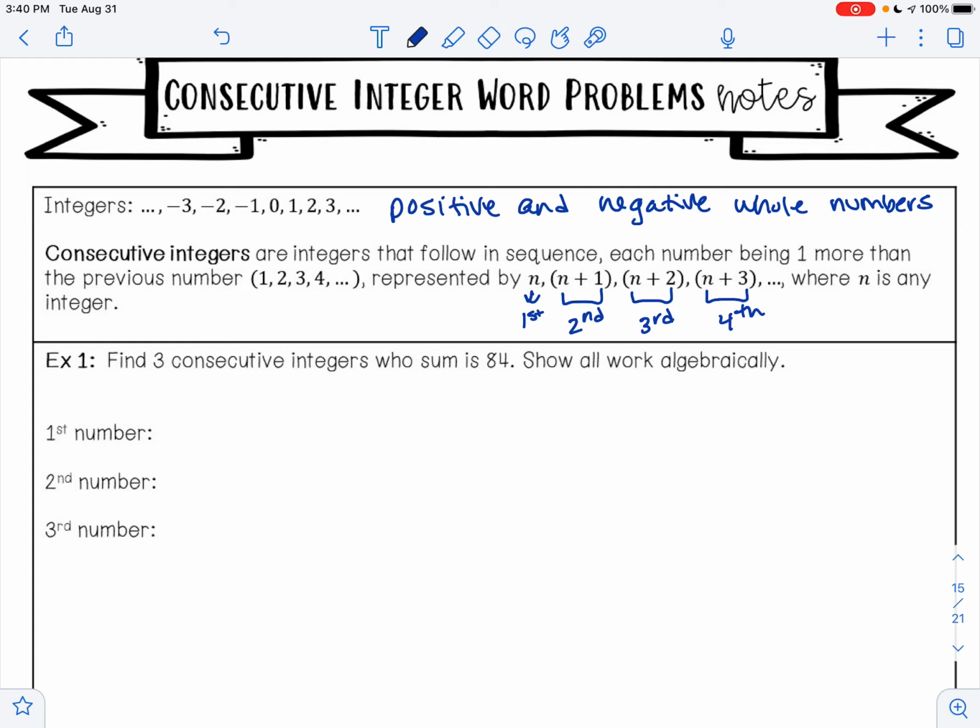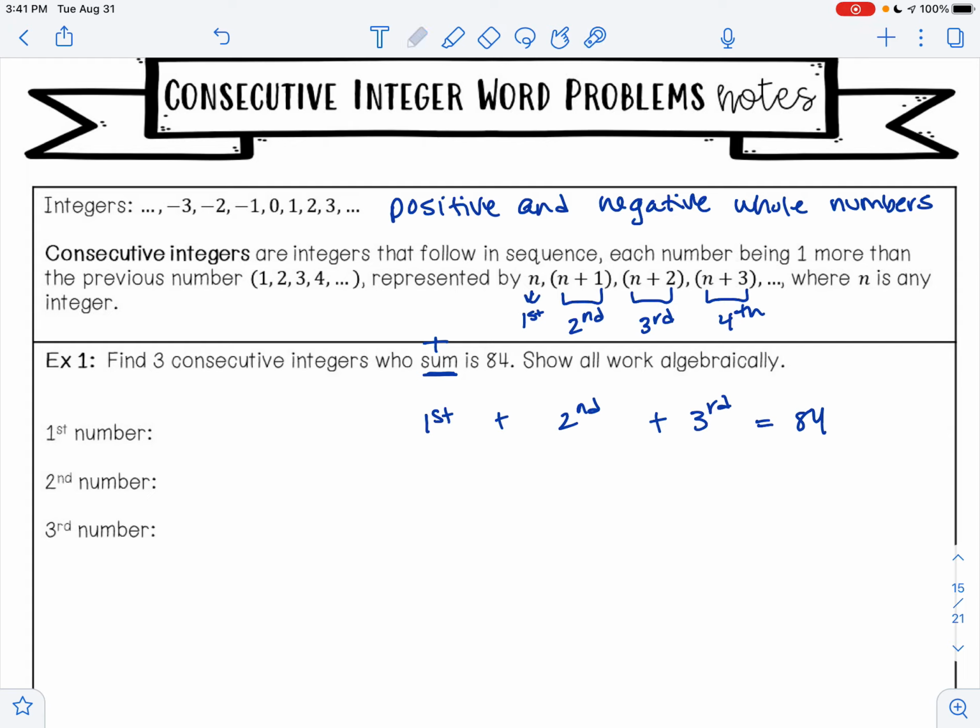So this example here says find 3 consecutive integers whose sum is 84. Show all work algebraically. So remember, the word sum means that you are adding. So I'm going to have 3 consecutive numbers. So the first number plus the second number plus the third number is going to equal 84. And again, I got the plus from the sum, and I know that this equals 84 because they tell me that right here.